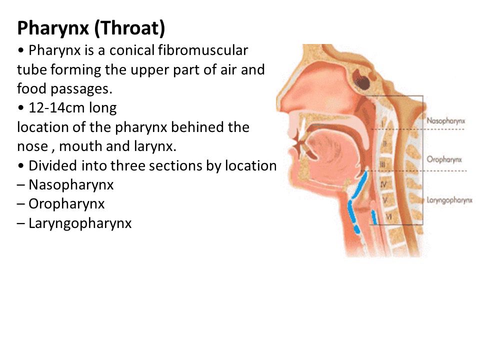Pharynx, throat. The pharynx is a conical fibromuscular tube forming the upper part of the air and food passage. It is about 13 centimeters long, located behind the nose, mouth and larynx. It can be divided into three sections by location: nasopharynx, oropharynx, laryngopharynx.